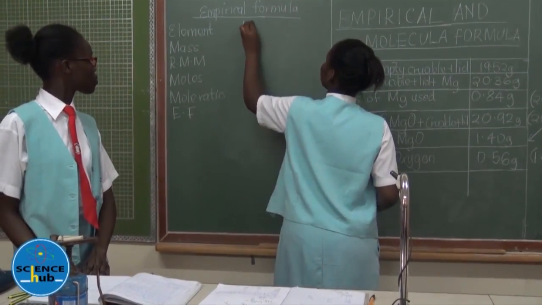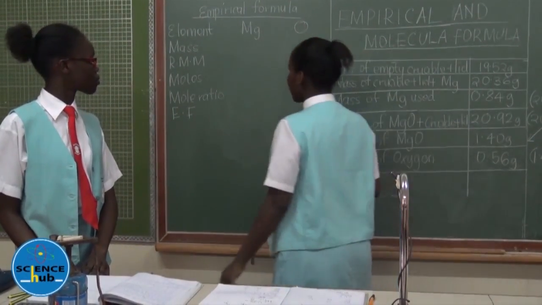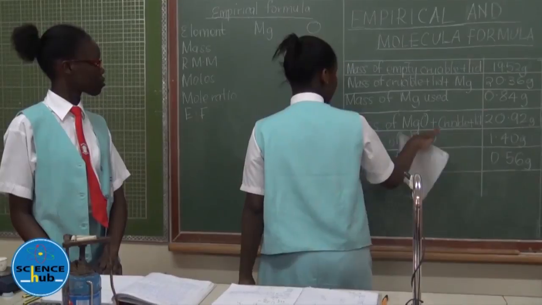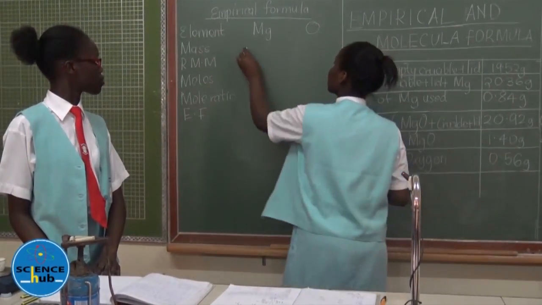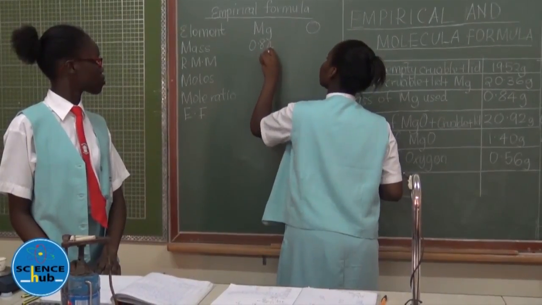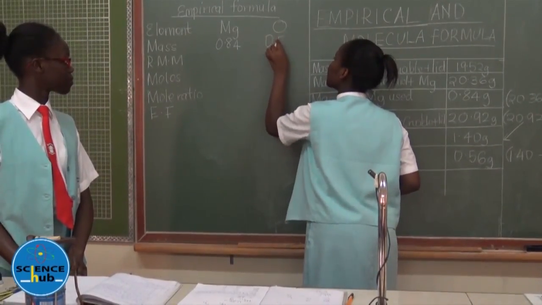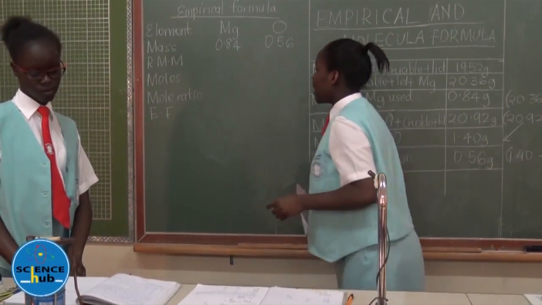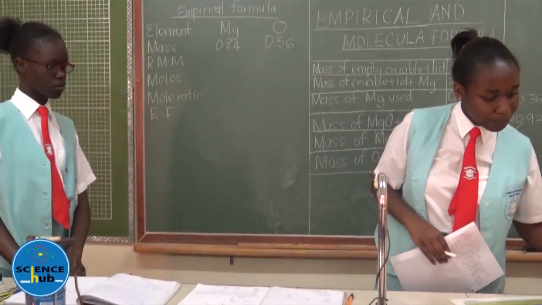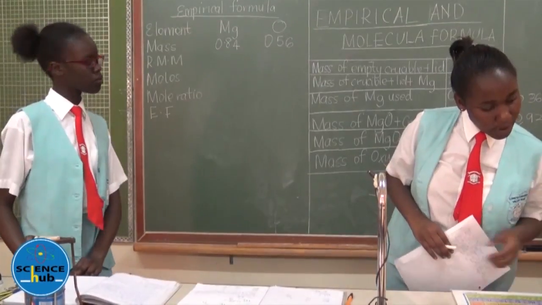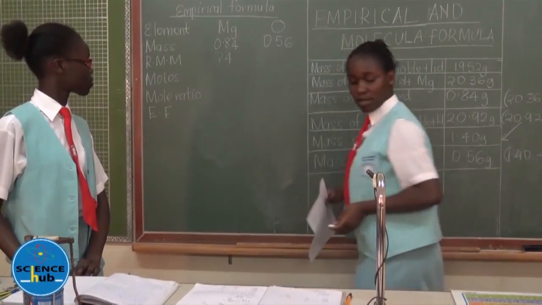So the first element is magnesium and the second element is oxygen. So the mass of magnesium as per the table we have here is 0.84 grams. And that of oxygen is 0.56. Their relative atomic masses can be obtained from the periodic table, whereby that of magnesium will be 24 and that for oxygen will be 16.